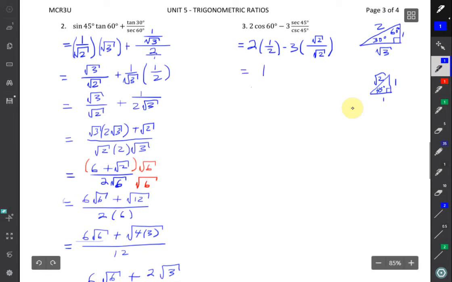2 halves is equal to 1 minus 3 times 1. And at this point, you could have simplified. I just want to make sure and show the steps. So 1 minus 3 leaves us with minus 2. And that one was a lot easier to do than the first one.